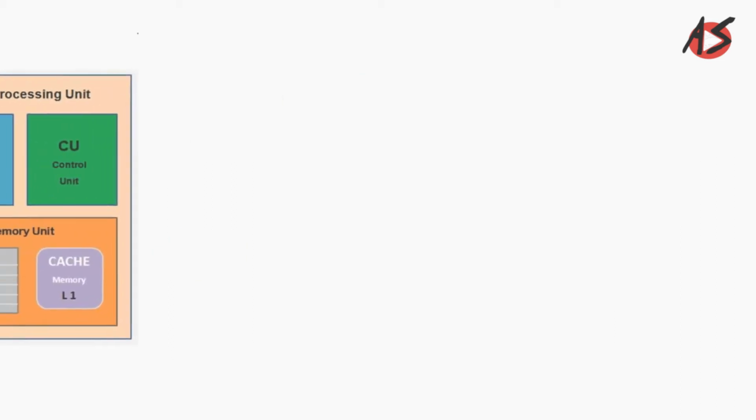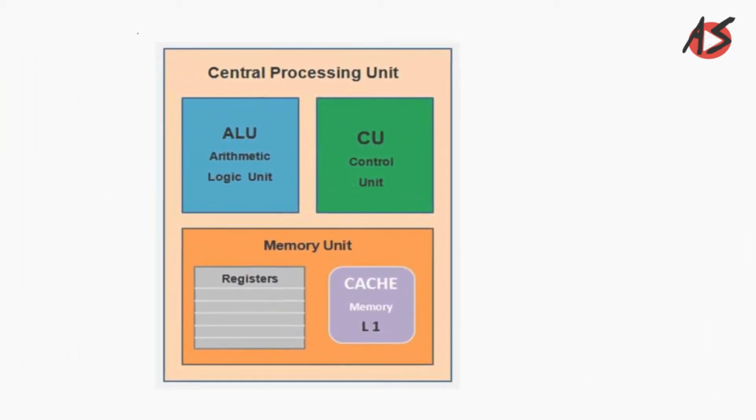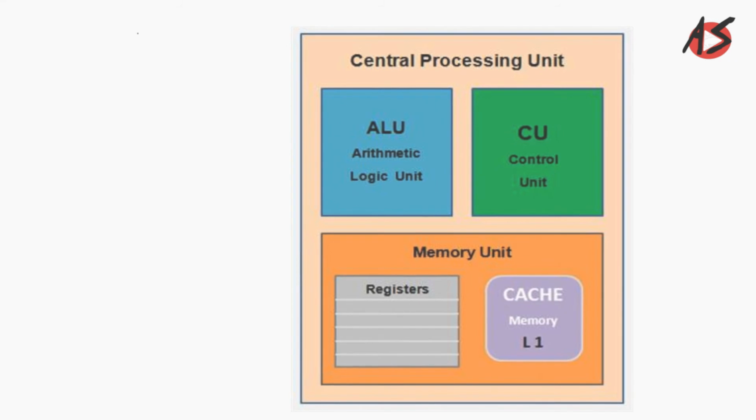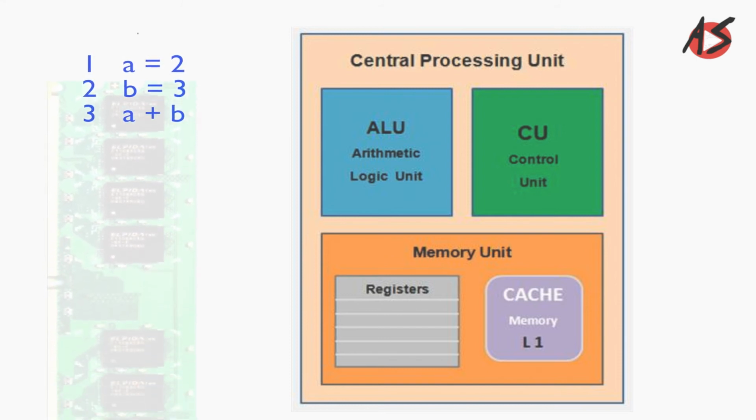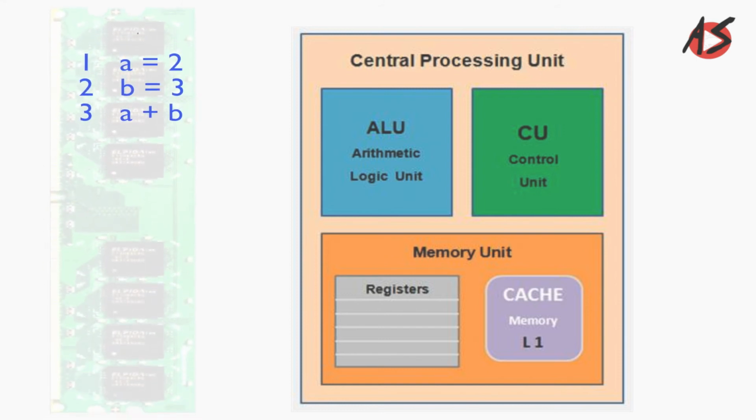Let's try to understand the whole process by taking an example. Suppose we want to execute this kind of code for the addition of two variables. Let's see how the CPU performs all operations one by one. First, the control unit takes the first instruction from the code and stores the instruction's address in the program counter. In our case, it is 1.